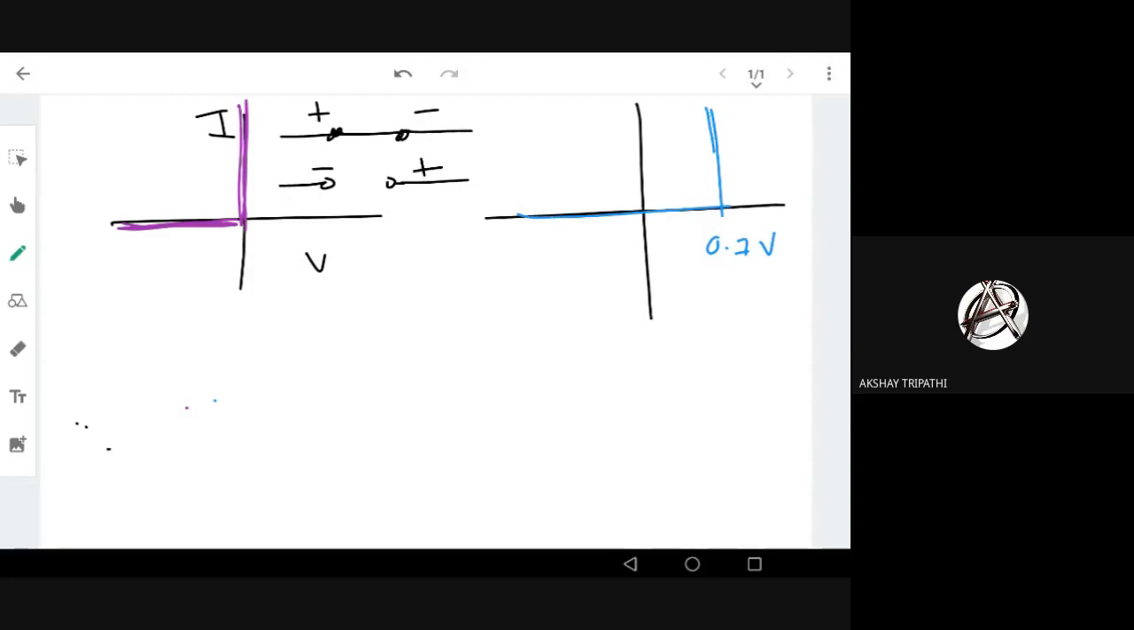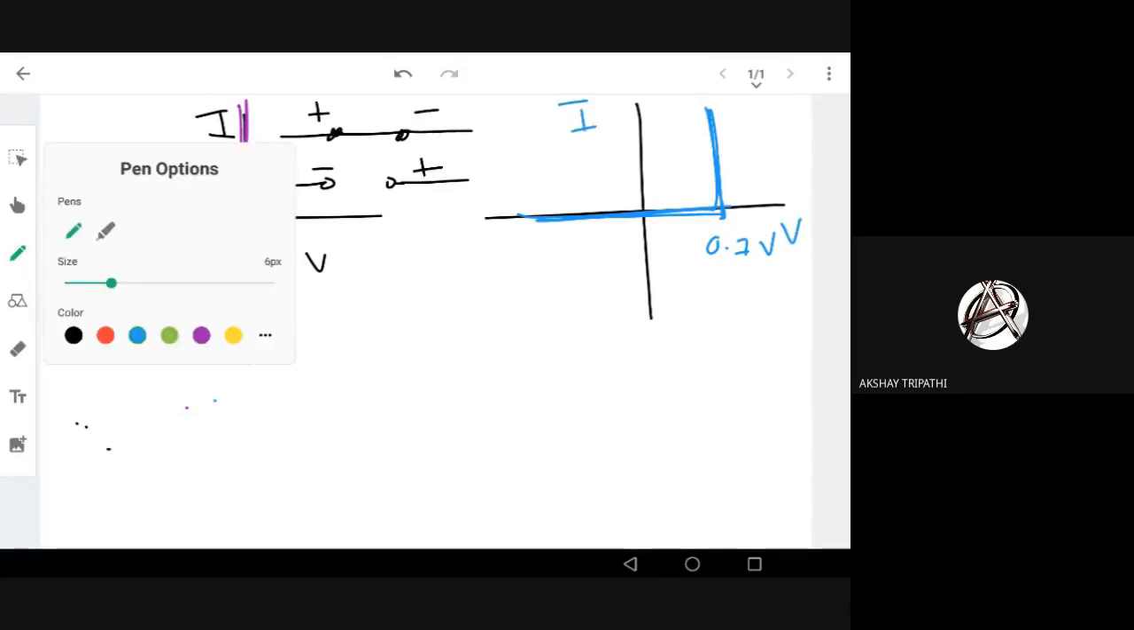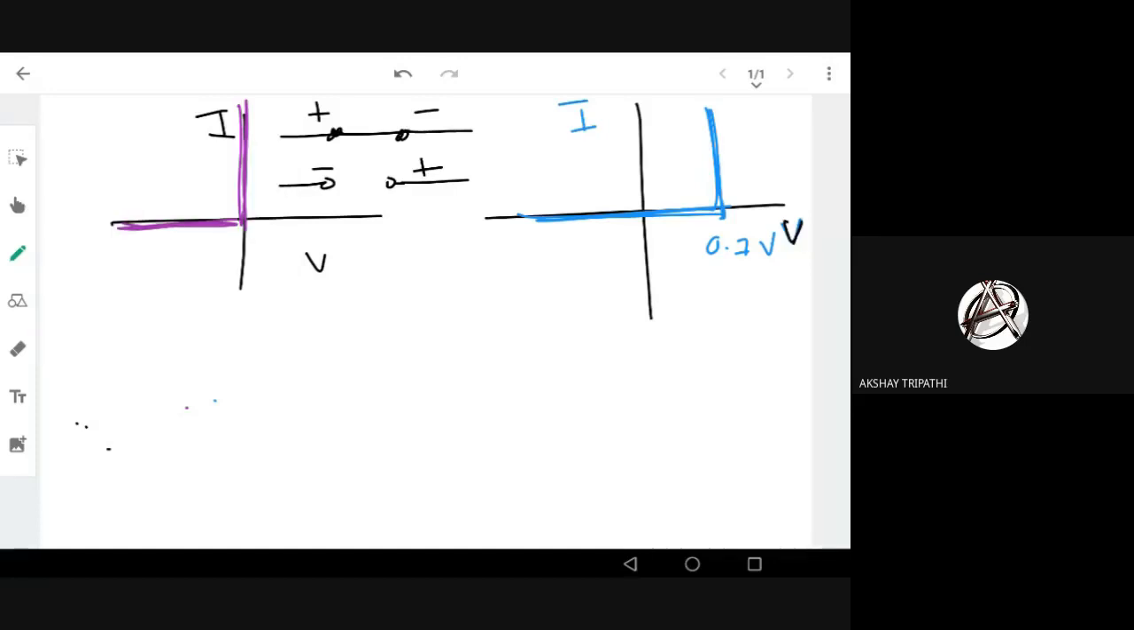This is the constant voltage source equivalent circuit of a diode. This is I, this is V. Here the model is not a switch, it is a voltage source, 0.7, and an ideal diode, right? In silicon it is 0.7, in germanium it is 0.3 volt. This is the constant voltage source model of a diode.